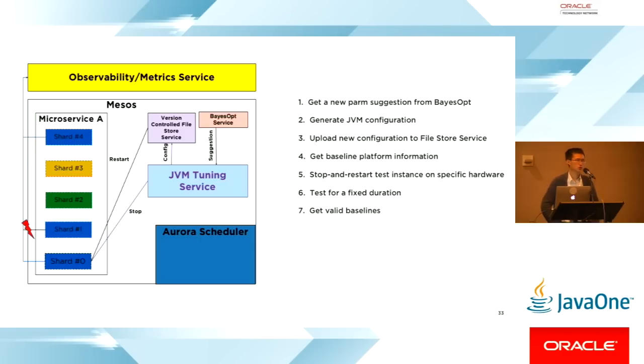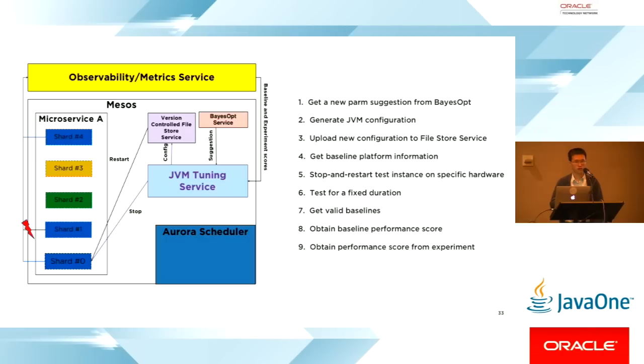We may find that during the test, shard 1 was restarted by the Aurora scheduler, so it's invalid. Eventually, we only get one valid baseline, which is shard number 4. After that, we get the performance scores from our observability service, compute the ratio, and return it to the BSOpt service to start a new iteration.